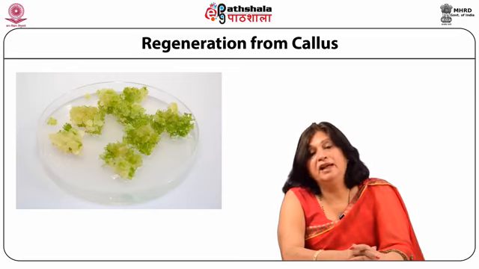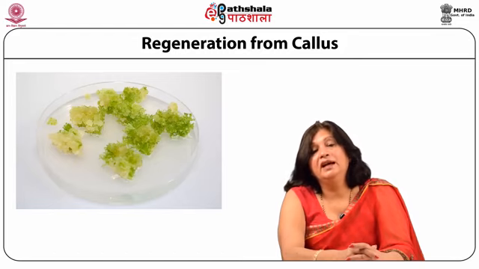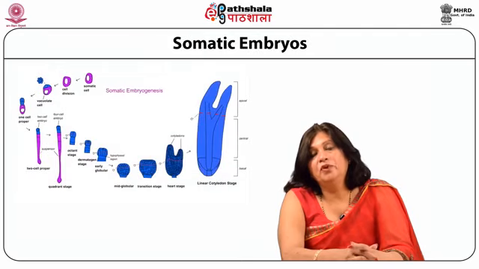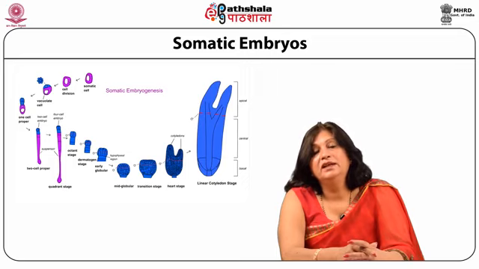Now, regeneration from the callus can take place in two ways. One is shoot bud regeneration, and this is what is depicted in this photograph. And you can also have somatic embryogenesis, where the cell gets transformed into an embryo-like structure. What you'll observe over here is that the cell gets transformed into a bipolar structure, something similar to the embryos which are formed during seed germination. So there are different stages of embryo formation, and over here that is what the cell is undergoing.